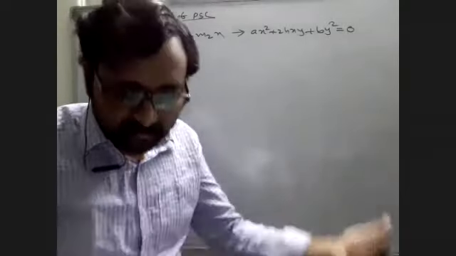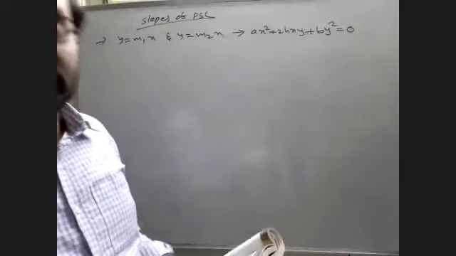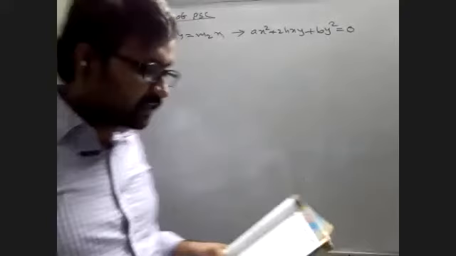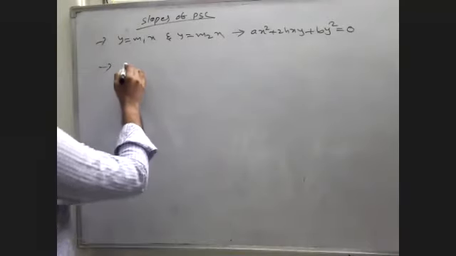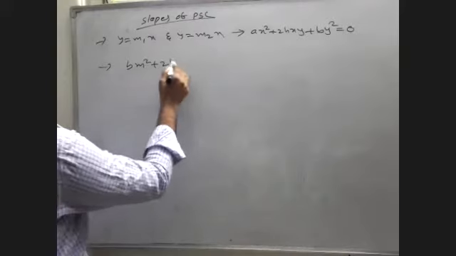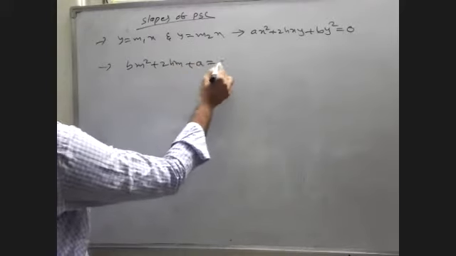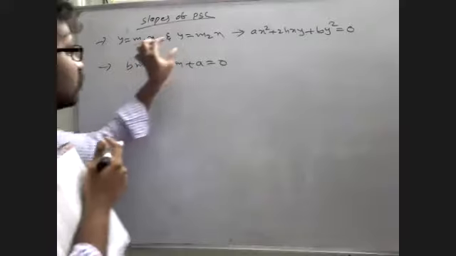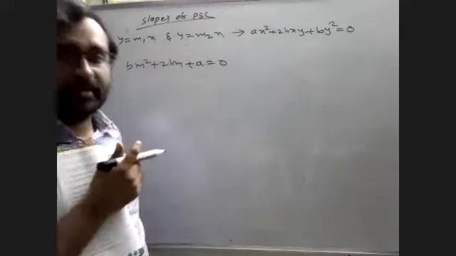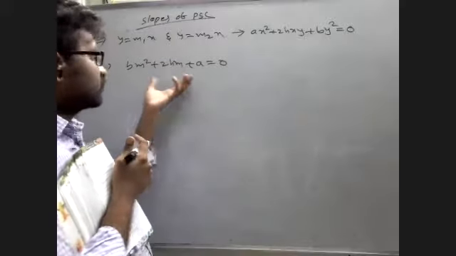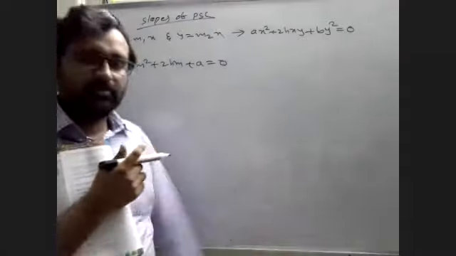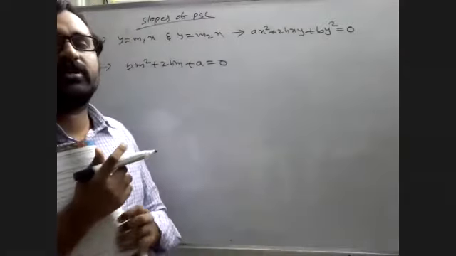If these two will give this pair of lines with slopes m1 and m2, the slopes of the line are the roots of the quadratic equation. What is the quadratic equation? bm square plus 2hm plus a equal to 0. If m1, m2 are the roots of this quadratic equation, we can find sum of slopes, product of slopes. What are the sum of slopes and product of slopes?